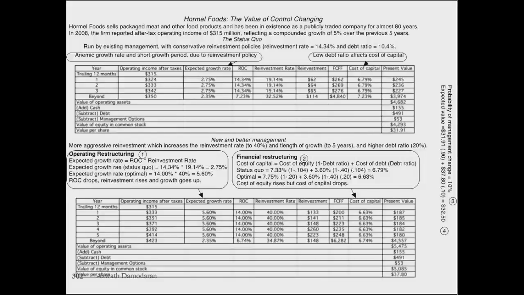Attach a 90% chance that the company will not change. Why? Because at the moment it doesn't look like it's coming. A 10% chance of change coming. My expected value was $32.50, a little lower than the stock price. So what's my conclusion? I'm not buying Hormel.